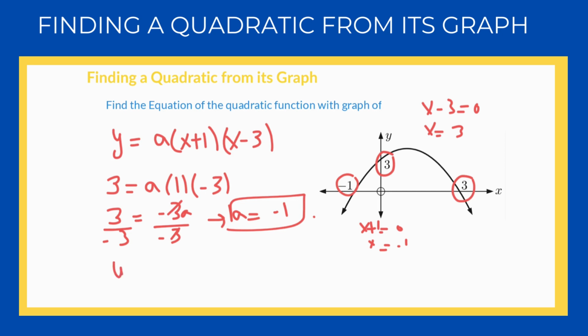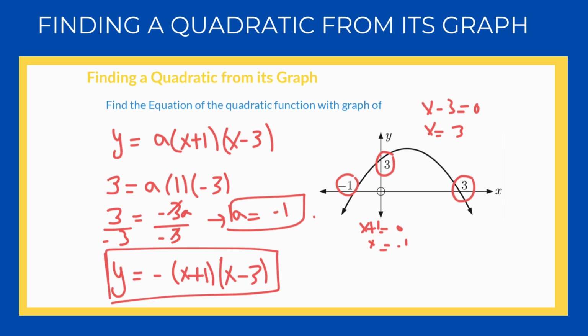So the quadratic function is y equals a, which is -1 or negative, times (x plus 1) times (x minus 3). So that's the quadratic equation of this graph.